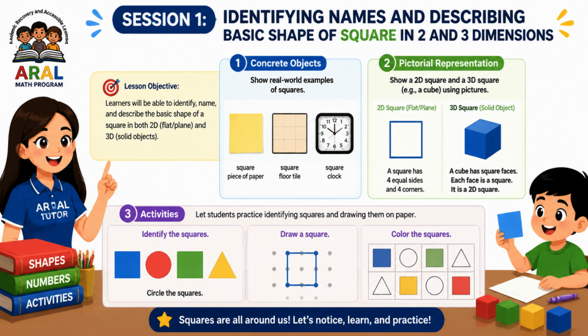The lesson objective. Learners will be able to identify, name, and describe the basic shape of a square in both 2D, flat/plane, and 3D, solid objects. For methodology. Concrete objects. Show real-world examples of squares such as a square piece of paper. Pictorial representation. Show a 2D square and a 3D square such as a cube, using pictures. Activities. Let students practice identifying squares and drawing them on paper.